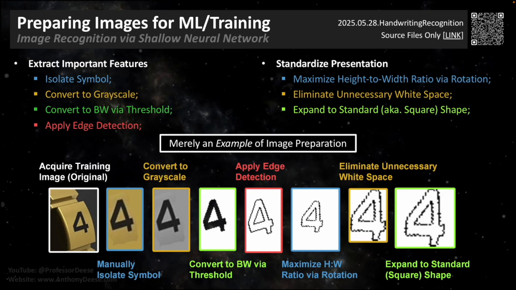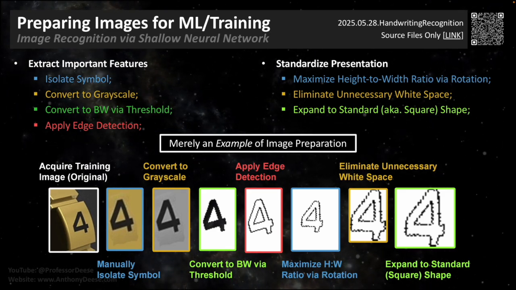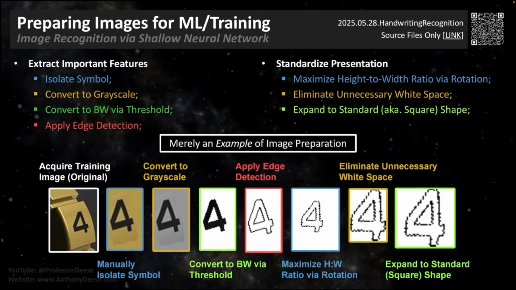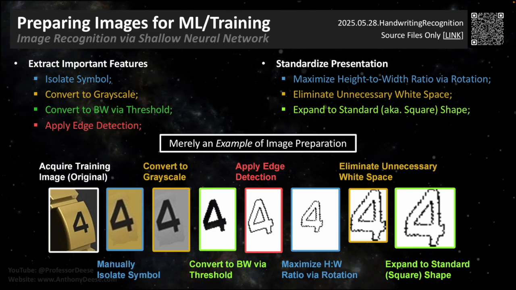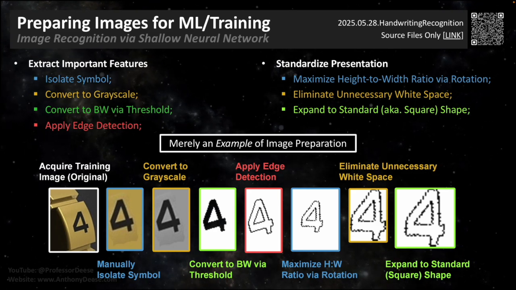So let's take a look at an example of how to prepare an image for machine learning or for training. Now, this is not the only way to achieve this goal. However, I do think it's representative of popular methods, and it provides a good starting point for those of you with interest in image recognition via machine learning. So how did we do this?